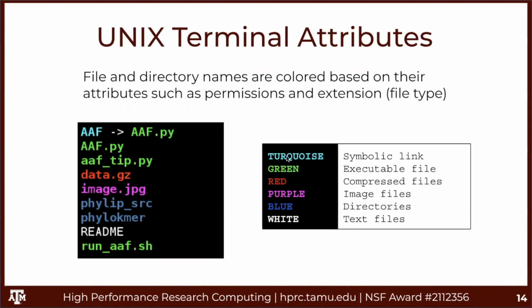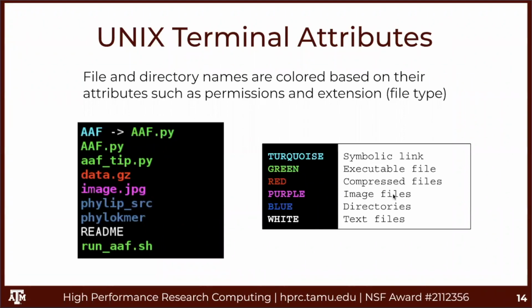The second one is green. Green represents the executable files. Generally, all the scripts that we execute, the Python scripts and the shell scripts, are executable files. Then we have red, which is the compressed files, the tarballs, the tar files, all the files that are grouped together. So they are in red color. You can see here data.gz. That's a compressed file. These ones are executable files.